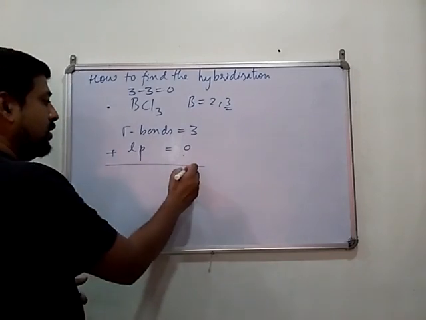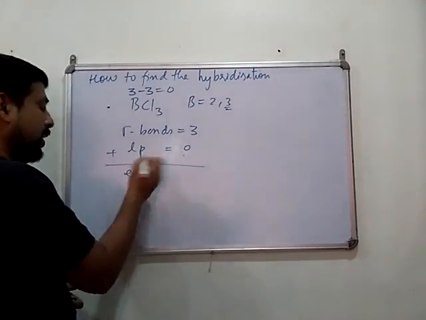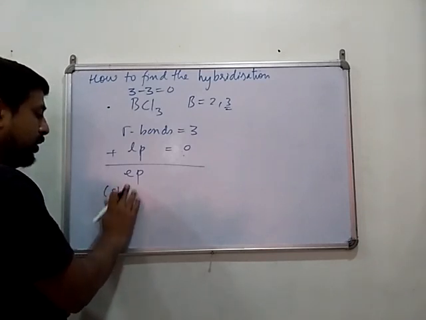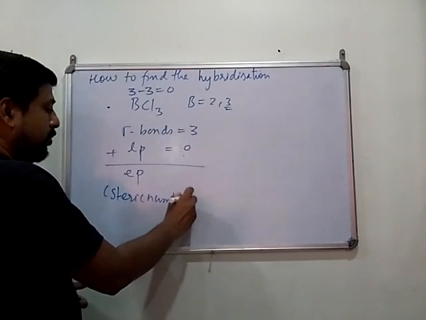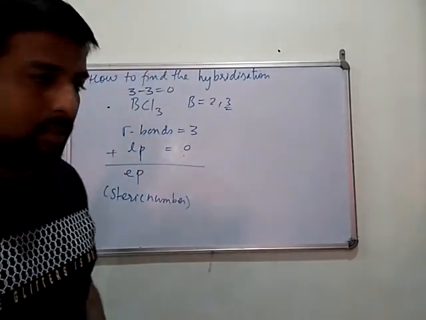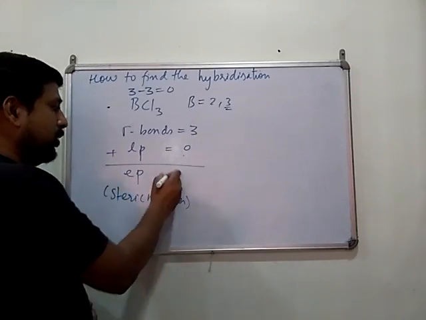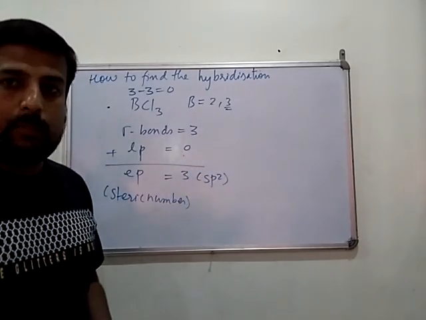Now you have to add the number of sigma bonds, which we can call bond pairs, and the lone pairs. The addition of these is known as the electron pair, EP. It is also known as the steric number. So the steric number, or the addition of these two things, gives you the electron pair, which is coming 3. 3 means sp2.